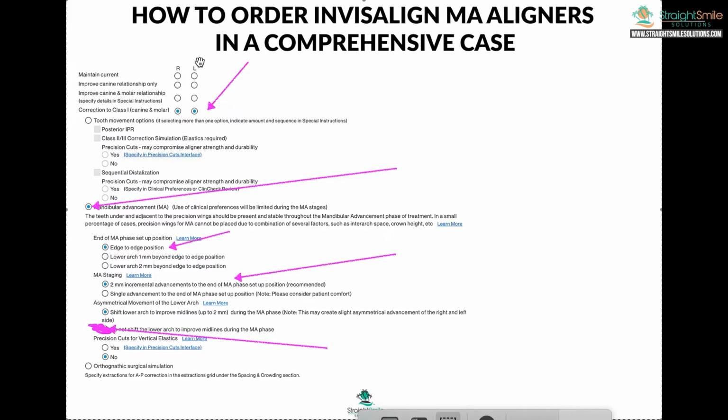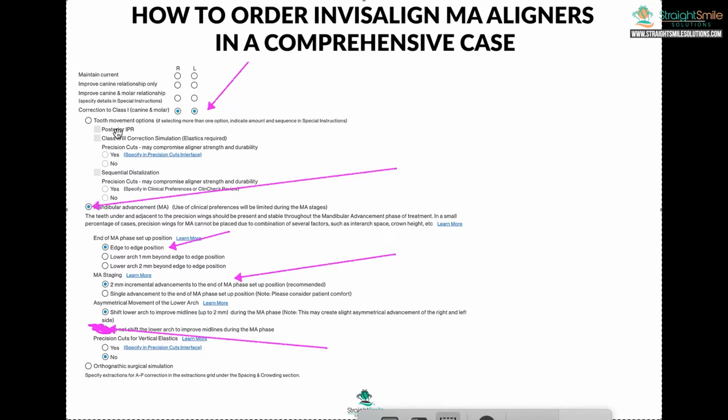So anyways, if you want to opt in, you need to click, instead of maintain current, as you submit the case, correct to class 1 canine and molar. When you click that button, it'll come up with a variety of options. You need to click the MA button, right?